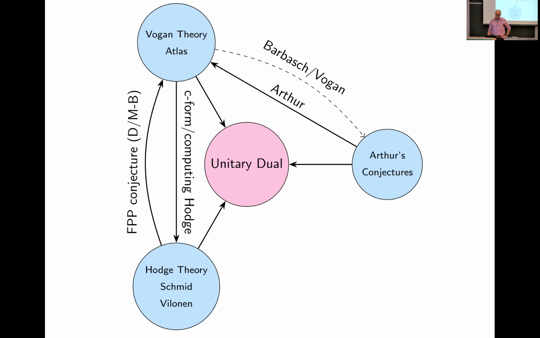But once they did that, there's tremendous information going back the other way, in particular, a proof of the FPP conjecture, which I'm going to talk about, due to Davis and Mason Brown. And then in the same sort of sphere, there's maps from Hodge theory to Arthur's conjectures. So all of these things work together.